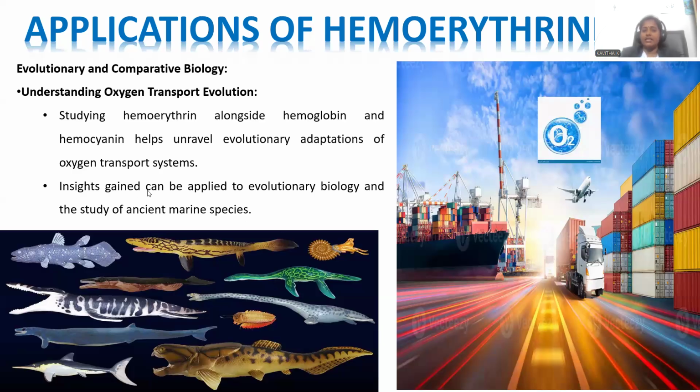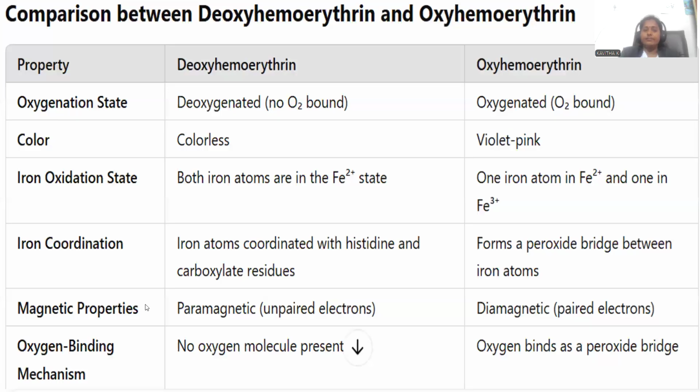This is the way insights are gained on applied evolutionary biology, studying how ancient marine invertebrates transported their oxygen, and how some species got modified, some species got updated, in how oxygen transportation is effectively managed. This is the way we are going with the comparative study of oxygen transporting evolution. This is also taken as part of the application of hemerythrin.